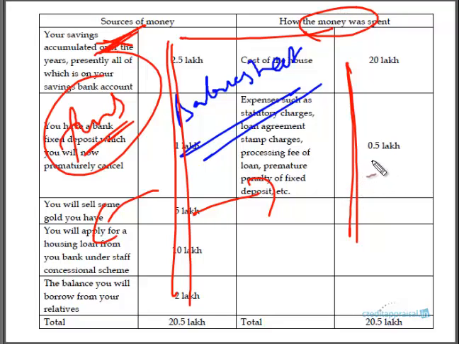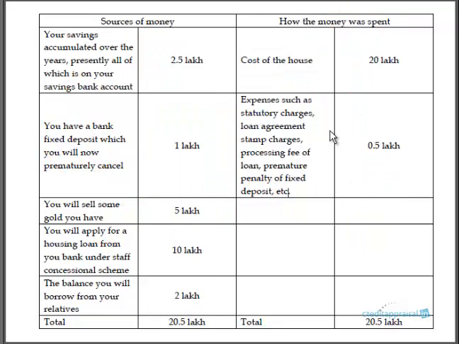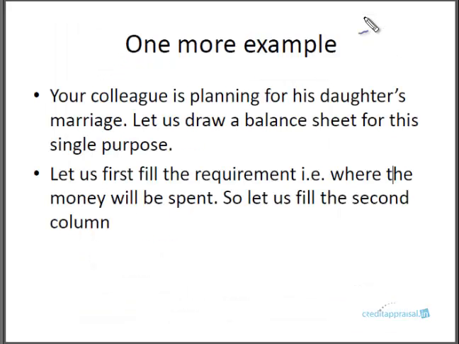So the concept of balance sheet is very similar to this example which I have discussed, right? This is an example of an individual purchasing a house, but the concept is very similar. You'll have 2 columns. One will list the sources of funds and the other will list the uses to which you have put these funds, right? Let us take another example.